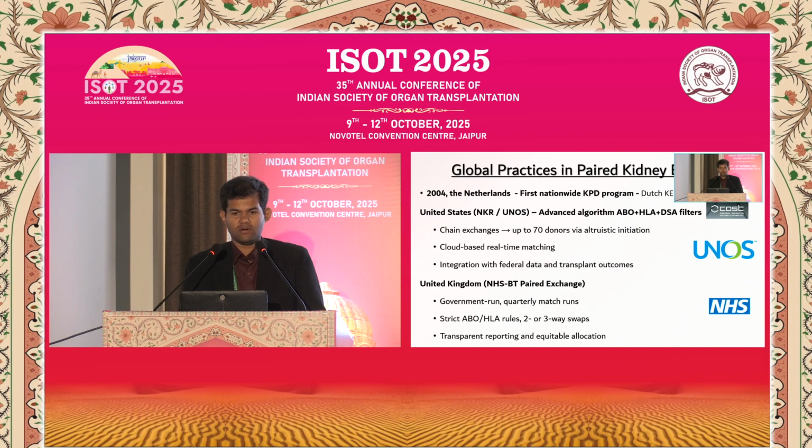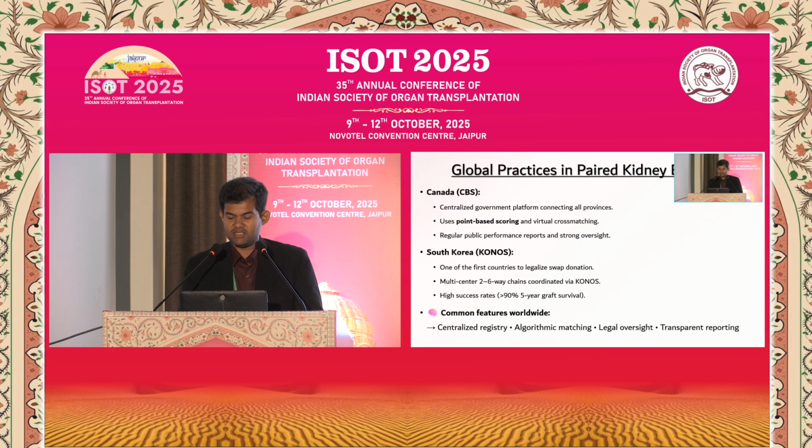In 2004, the Netherlands was the first to launch a nationwide pair donation program. From the outset, the Dutch Transplantation Foundation developed a matching algorithm to match donor recipient pairs, which is now fully software based and online. The US and UK models are often cited as gold standards. In the US, programs such as the National Kidney Registry and UNOS run cloud-based algorithms that integrate ABO, HLA, and DSA filters, sometimes linking as many as 70 donors in one chain. The UK runs a government-managed national pool with quarterly match runs under strict HLA criteria, ensuring transparency and equitable allocation.